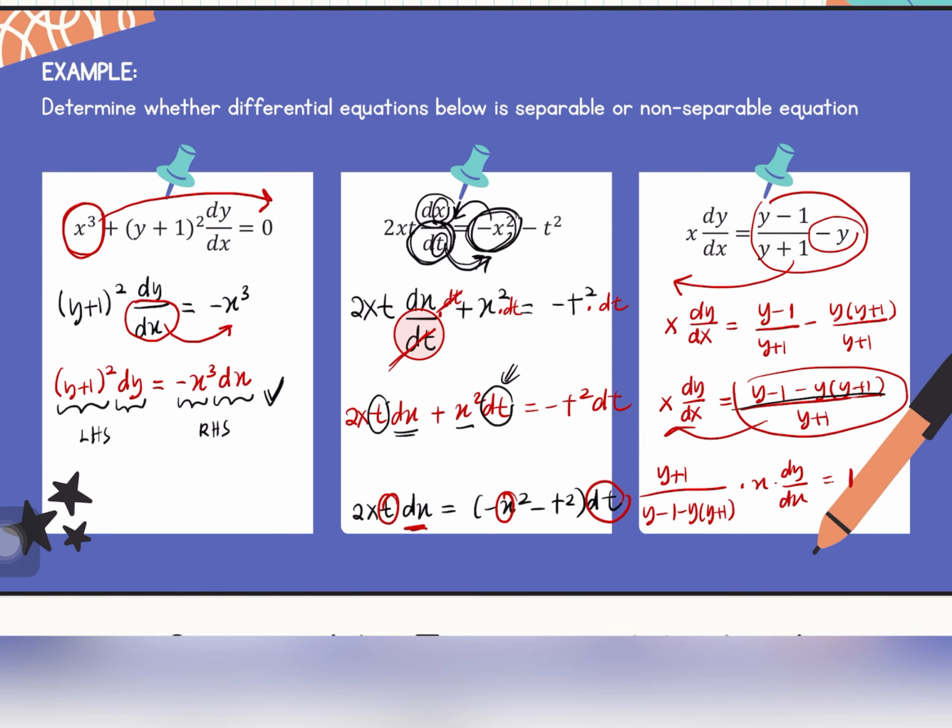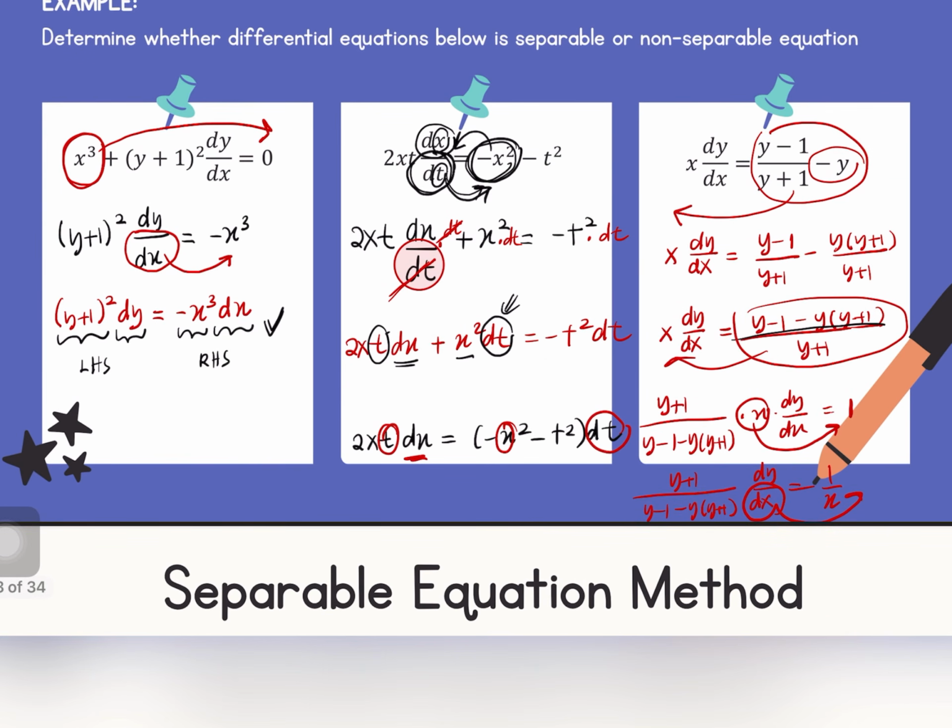Okay, and then kita pindahkan darab x pergi sebelah, dia akan jadi bahagi. So kita ada y plus 1 bahagi dengan y tolak 1 tolak y darab y plus 1 dy over dx equal to 1 over x. And then kita pindahkan bahagi dx pergi sebelah, dia jadi darab. So apa yang kita ada kat sini adalah y plus 1 bahagi dengan y minus 1 minus y darab y plus 1 dy equal to 1 over x dx.